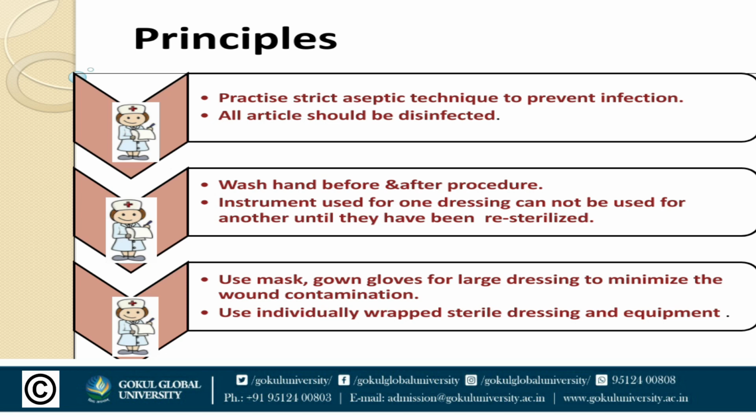After that, instruments used for one dressing cannot be used for another until they have been re-sterilized. If you used any articles for the dressing, make sure those articles are not used for another until they have been sterilized. Next is to use mask, gown, and gloves for a large dressing to minimize wound contamination and prevent infections. Next is to use individually wrapped sterile dressing and equipment. You have to use packed and sterile dressing for the patients. These are the principles of wound dressing.